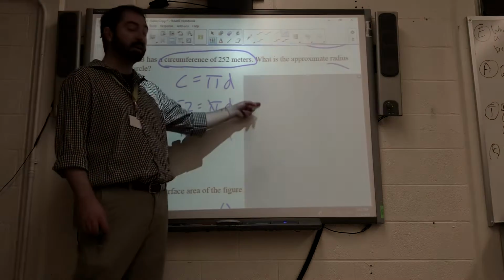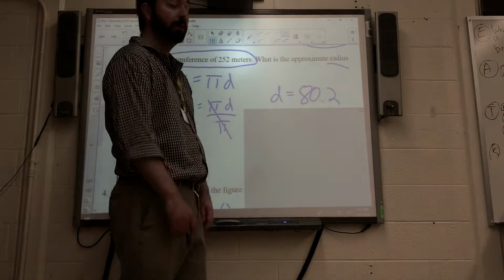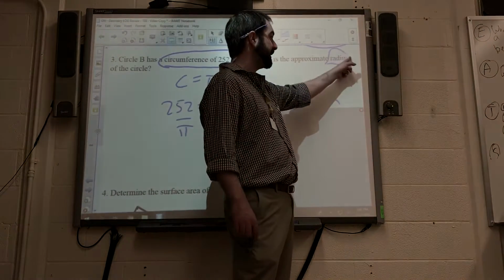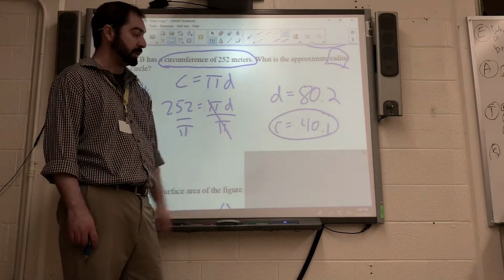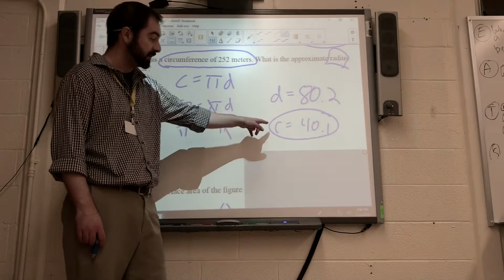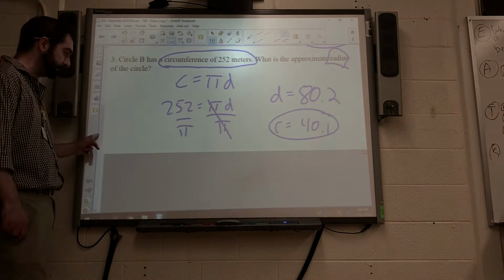252 divided by pi, that's the diameter. It means my diameter is roughly about 80.2. But with this question, we have to be careful because that's one of those trap answers. We're looking for the radius, so I divided my diameter by 2, and I find out the radius is approximately 40.1. Again, your decimals could be off by a little bit.